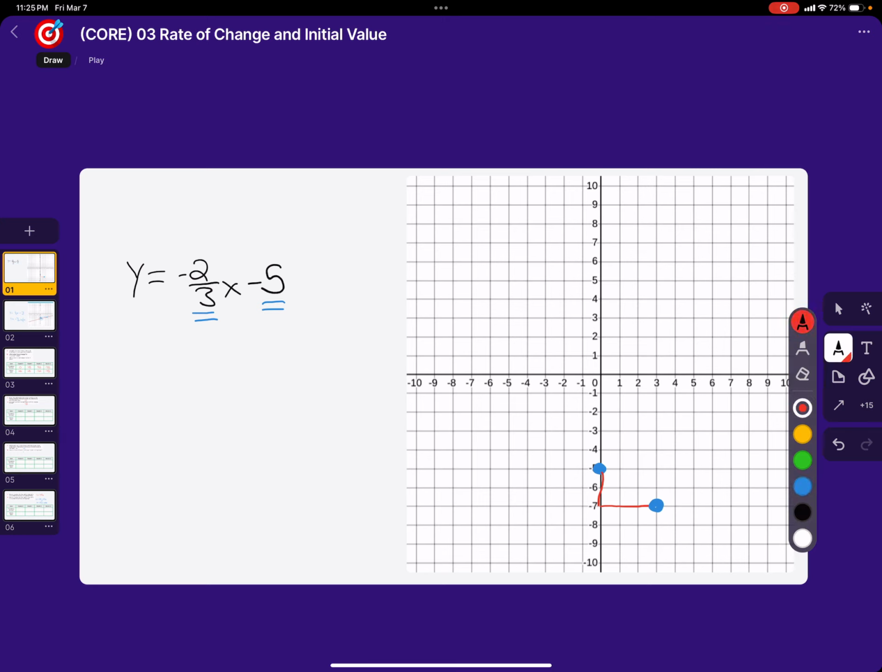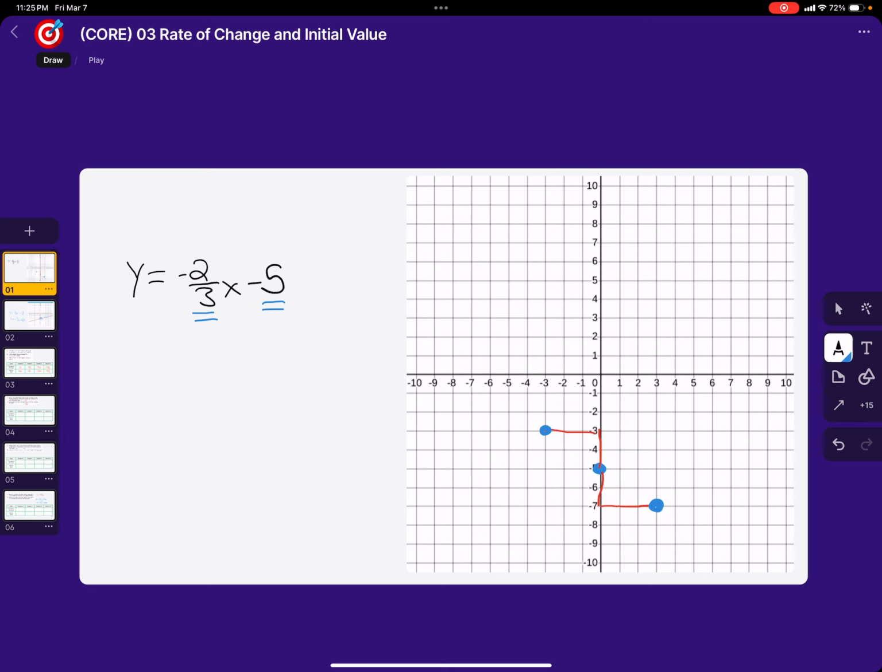With a negative slope, I also like to do the other way. So instead of going down and right, I'm going to go up, which is my positive, and left, which is my negative. Then I'm going to draw a strong, solid point right there. If I was to connect these points, I would have a slope that's going downhill.